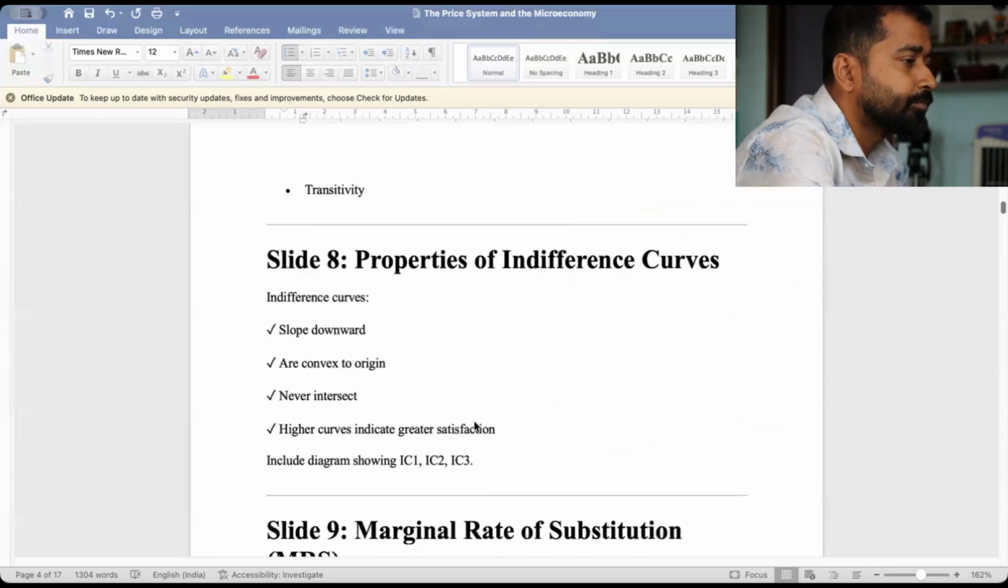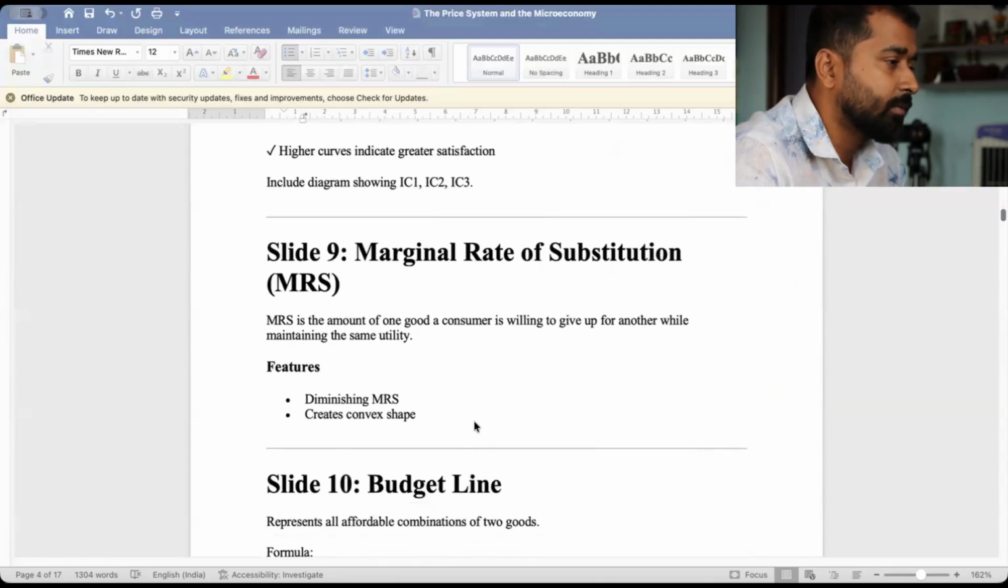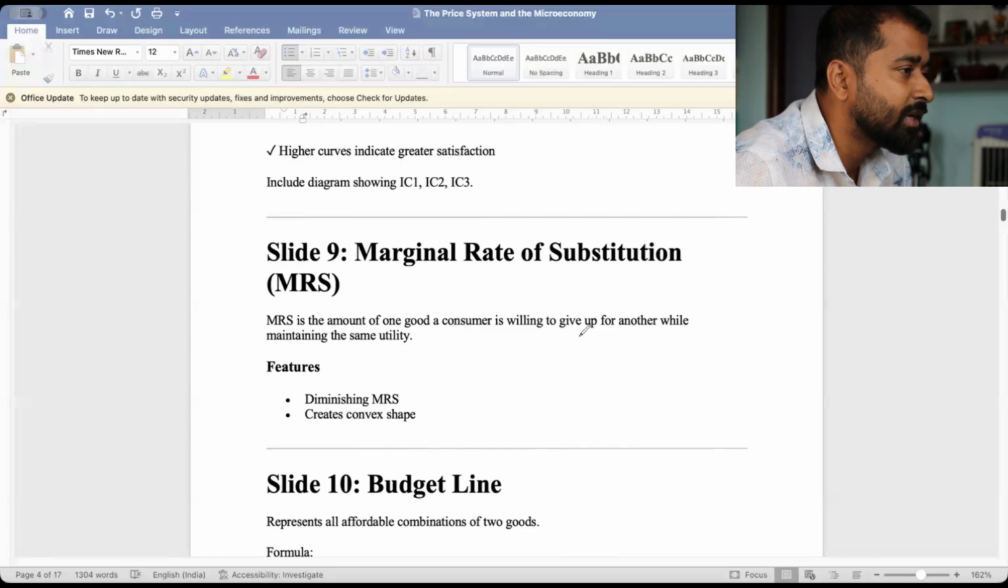Next, the marginal rate of substitution that I am talking about. I told you about this before also. The marginal rate of substitution, or marginal opportunity cost, is a ratio between one good sacrificed and the other good consumed, right? So what is the meaning of this? MRS is the amount of one good a consumer is willing to give up, or sacrifice, for another while maintaining the same utility.